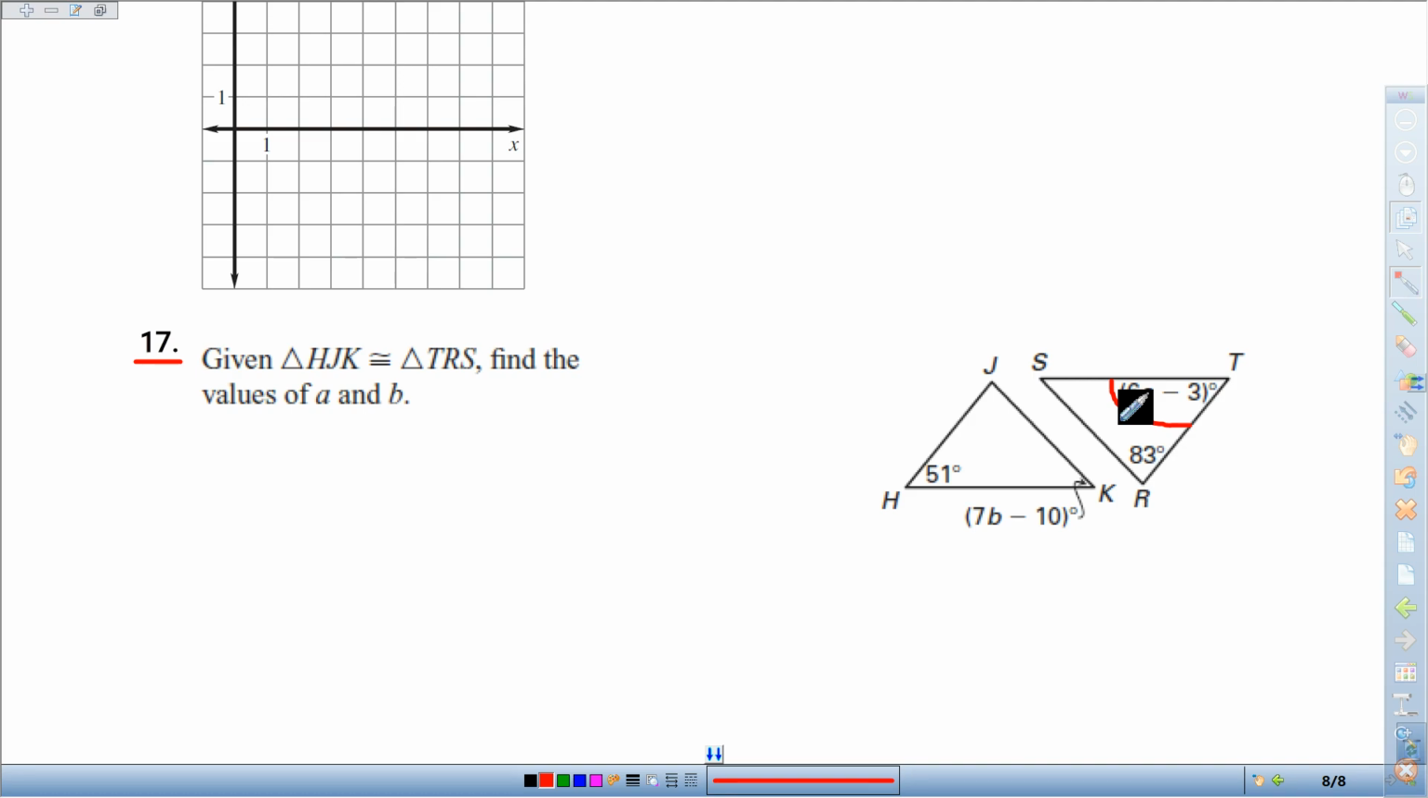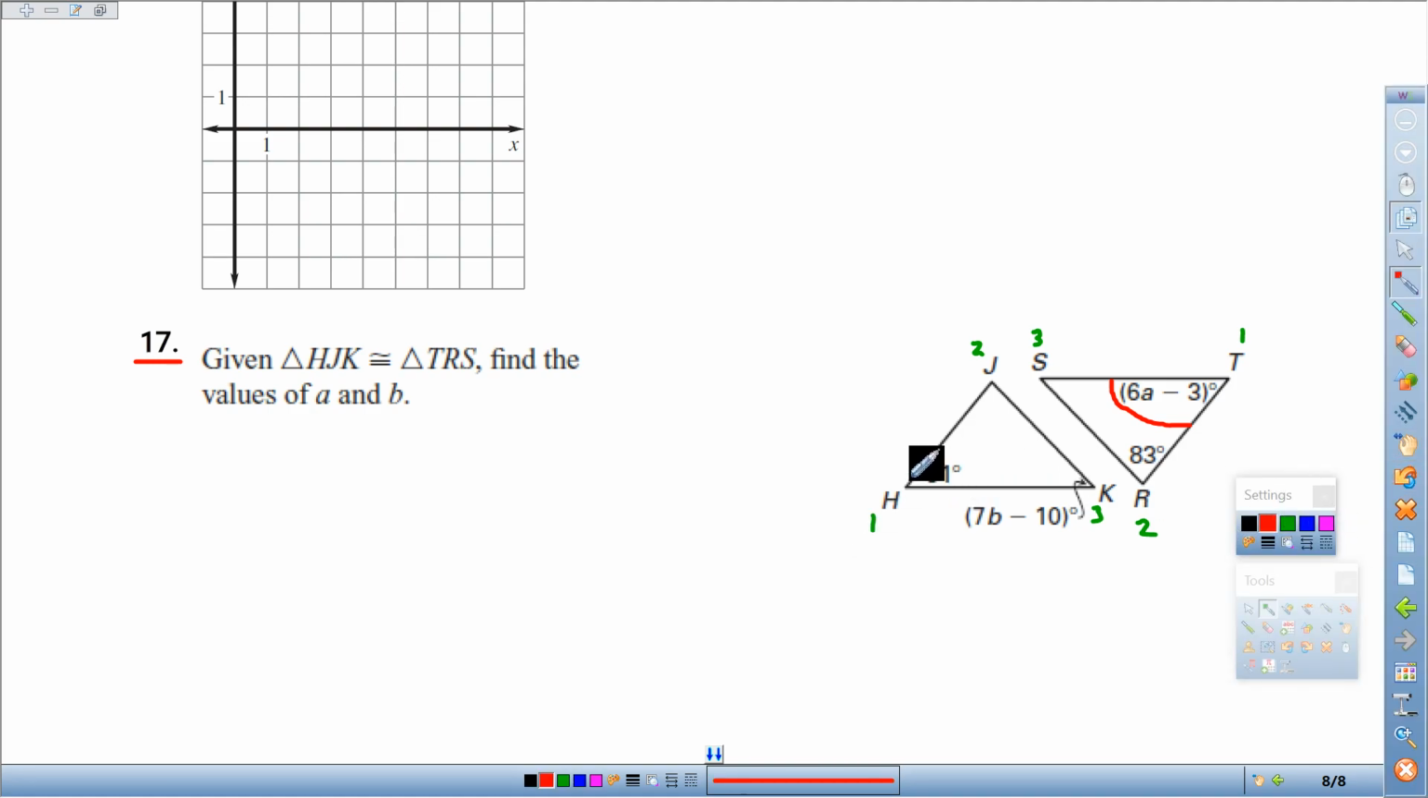Okay, you might be able to tell by just looking at these. Let's make sure, though. Okay, let's number off these vertices and make sure we know what corresponds to what. So let's start with this one, HJK. Okay, 1, 2, 3. H1, J2, K3. Okay, and do the same thing with this TRS, 1, 2, 3. Okay, this now tells us all of our corresponding parts. I can see that this angle T with 1 next to it corresponds to this angle H with 1 next to it. All right, so let me make it red. Okay, so those are corresponding angles which are congruent.